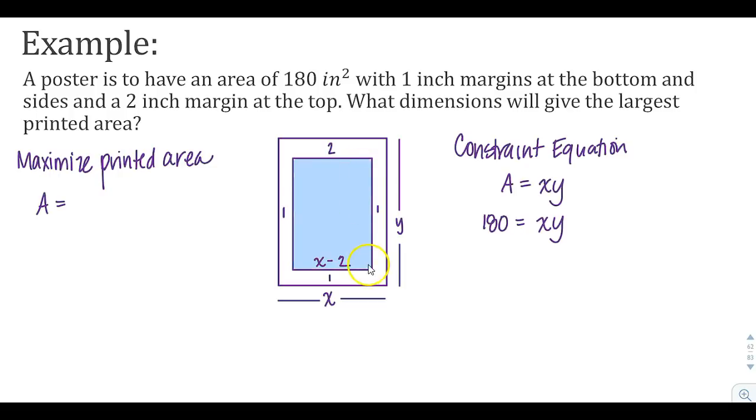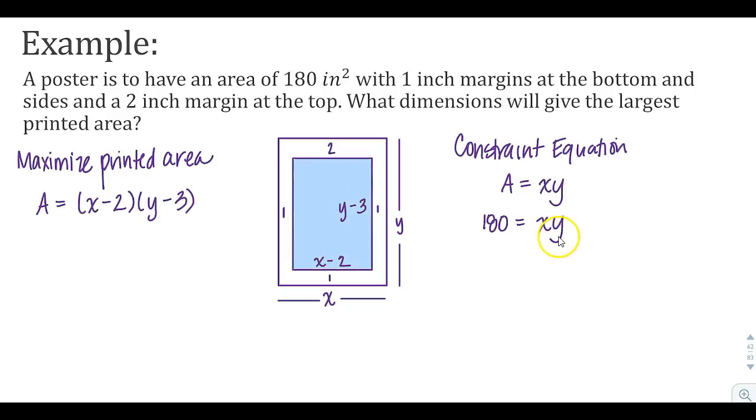And then if I wanted the height, the entire side is y, but I'm taking 2 off the top and 1 off the bottom. So this inside portion's height is going to be y minus 3. So the printed area I'm trying to maximize has dimensions base x minus 2 times height y minus 3. Notice it's a function of two variables, x and y, and that's where our constraint equation comes in.